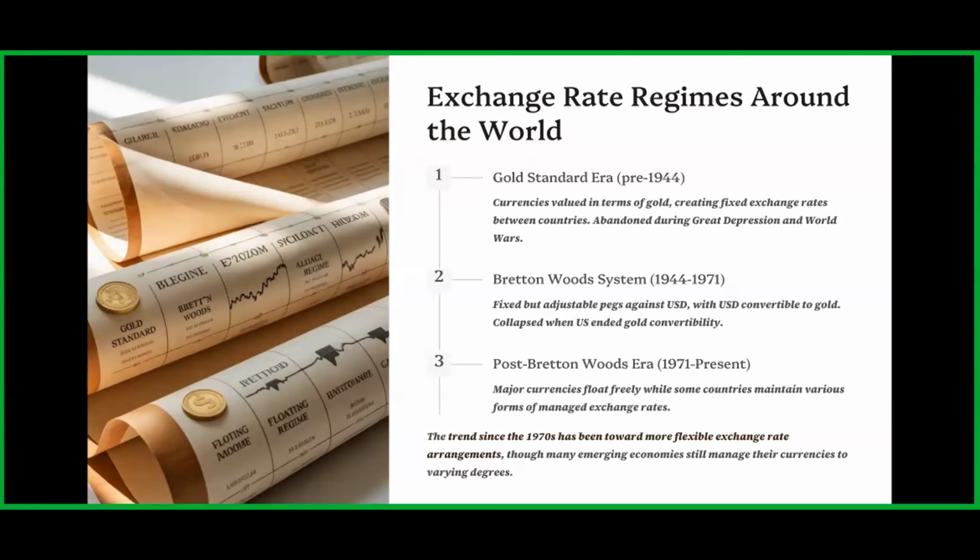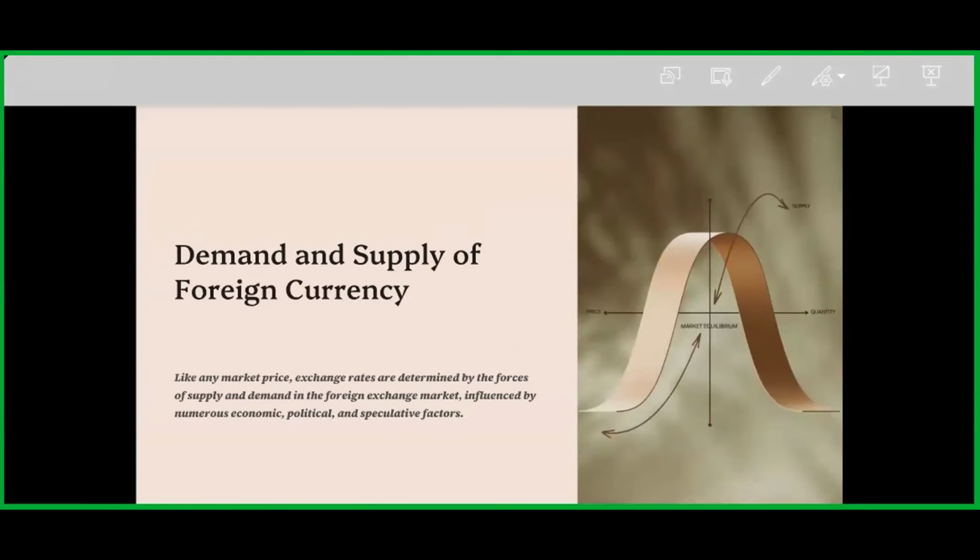Okay, so the major currencies float freely while some countries maintain various forms of managed exchange rates. The trend since 1971 has been towards more flexible exchange rate arrangements, though many emerging economies still maintain their currencies to varying degrees. So this is the scene, this is how currency exchange works at the international level. We learn the different currency exchange systems, and how the systems of exchange rate changed over time from the 90s to 2025. So all these we understand.